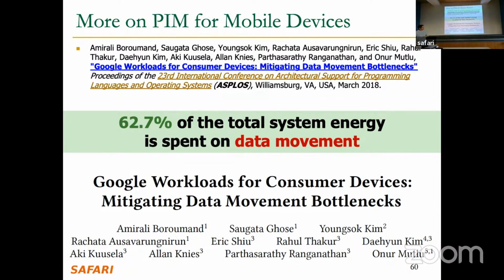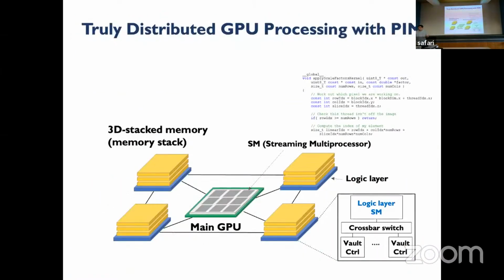of the total system energy is spent on data movement for these workloads. Here you have seen just a couple of them. You have many more details in the paper. This idea of offloading certain functions or certain operations does not only apply to CPUs, it can also apply to GPUs.